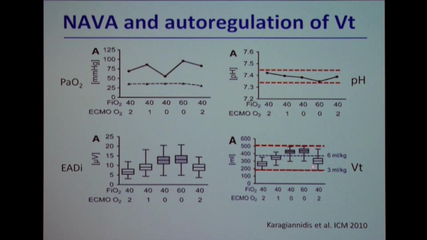This is the only patient among 6 who went slightly above 6 ml per kilo. All the other patients kept their tidal volume within 3 to 6 ml per kilo. And they all were able to compensate the pH change by increasing minute ventilation, more by increasing respiratory rate than tidal volume. And so these authors concluded that NAVA during ECMO is a sort of closed loop automated ventilation.